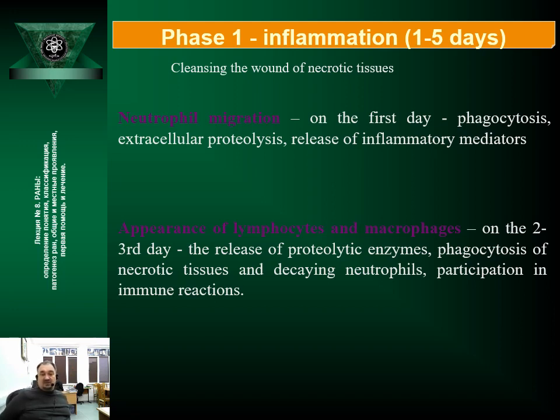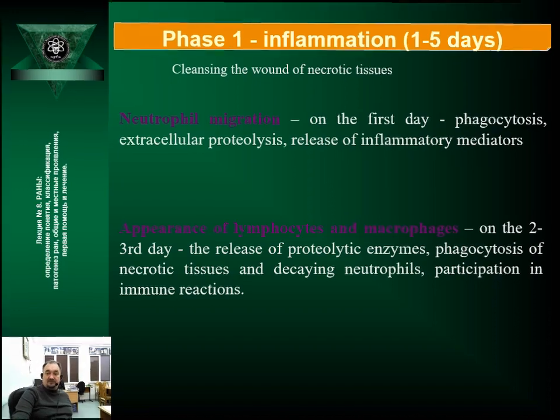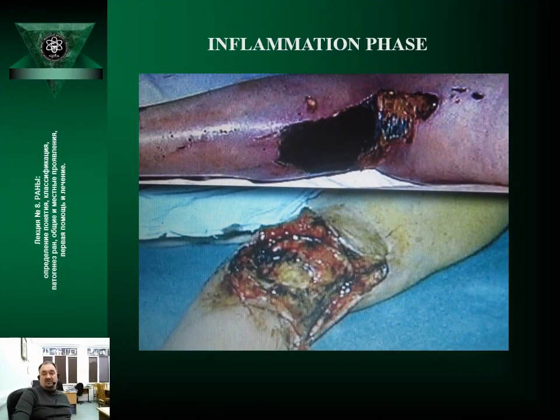On the 2nd or 3rd day, lymphocytes and macrophages appear in large numbers in the wound area. Proteolytic enzymes are released, and there is phagocytosis of necrotic tissues, plus the neutrophils themselves, as a result of what they do, in most cases sometimes die, and decaying neutrophils are also present earlier. That is, they participate directly in immune reactions. Pay attention, the phase of inflammation here is quite powerful, and in most cases it is already possible to talk about the attachment of an infectious principle to what was initially aseptic.